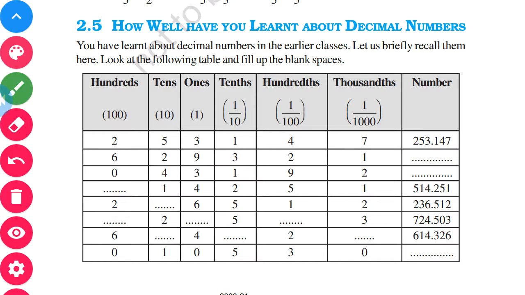Now let us see the table on your screen. This we also discussed in class 6th, if you remember. We have used placement boxes for representing numbers. We also understood that there are two parts in decimals: one is the whole part and another is the decimal part. The whole part consists of numbers represented in terms of ones, tens and hundreds, and the decimal part is represented by a dot here.